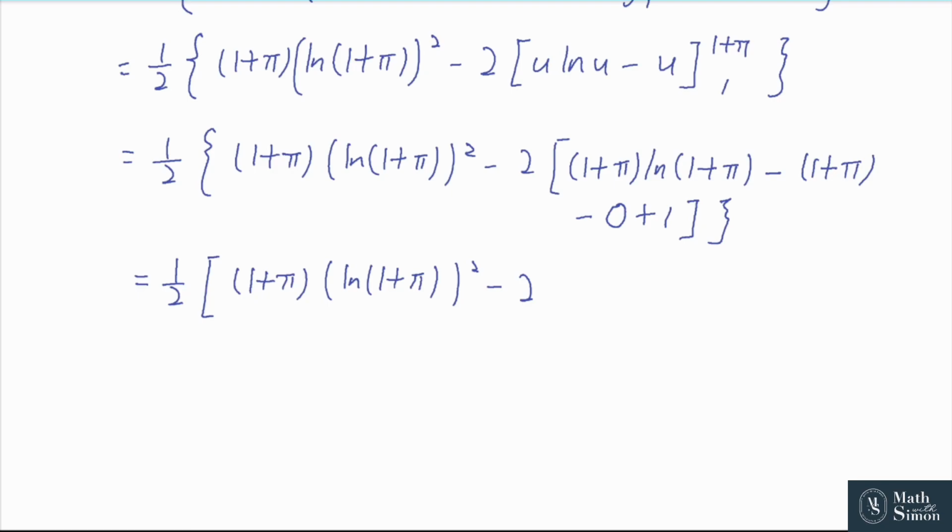So what do we have for this? I have to use another bracket here. So 1 plus pi, and then ln(1 plus pi). Just tidy up: minus 1 times (1 plus pi) plus 1. So that only gives us a minus pi here.